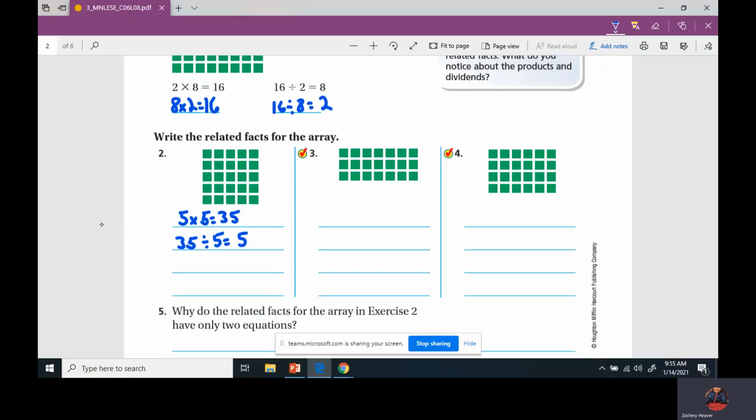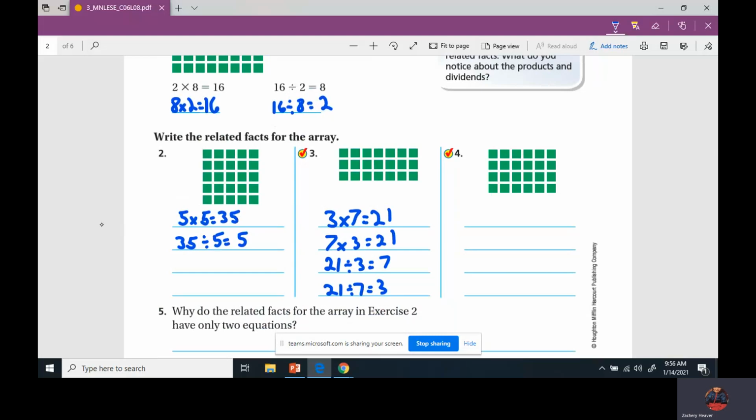Now we have 3 down. 3, 4, 5, 6, 7, which makes 21. Or we could do 7 times 3, which equals 21. Or we could do 21 divided by 3 equals 7. Or 21 divided by 7 equals 3. So that one has 4.